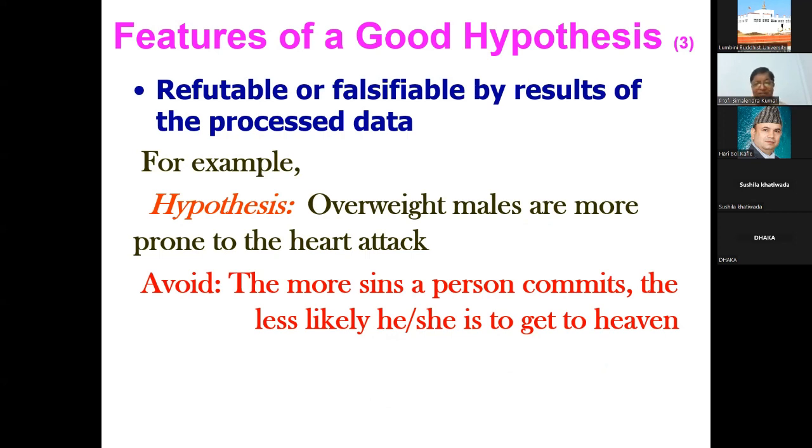Again, a feature of a good hypothesis, continuing: it is refutable or falsifiable by the results of the process data. For example, overweight males are more prone to heart attack. This is the general conception. This should be avoided: the more sins a person commits, the less likely he or she is to get to heaven.